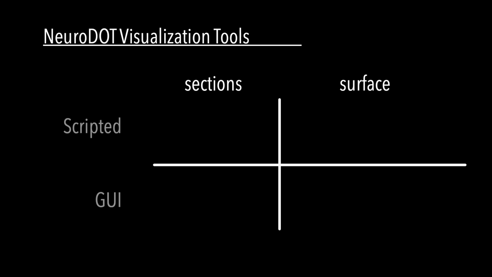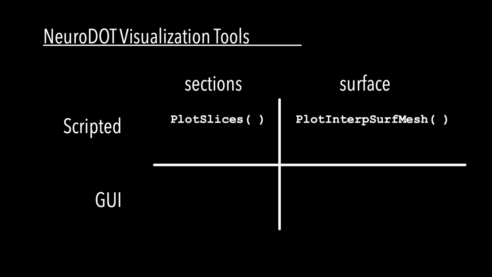In general, the visualization tools fall into four categories, depending on whether they render images on sections or on the cortical surface, and whether the tool is interactive or used in a script. For scripted visualization, NeuroDOT provides the functions plot slices and plot interp surf mesh, which generate sectional or surface renders. The Render Tool app provides interactive access to the surface rendering functionality.